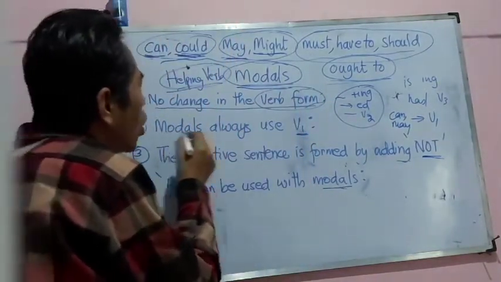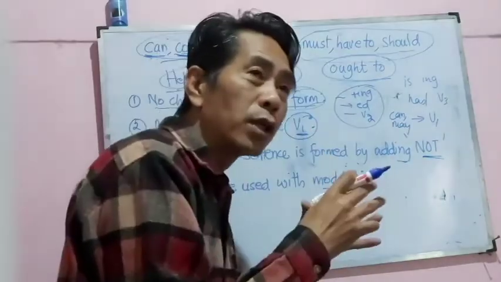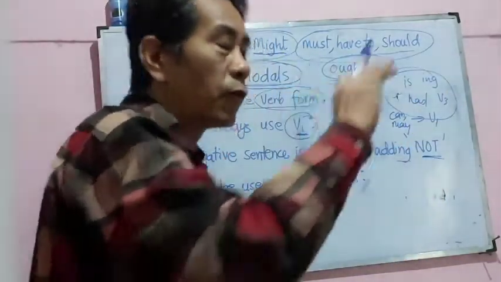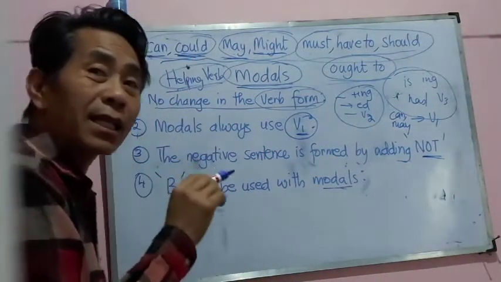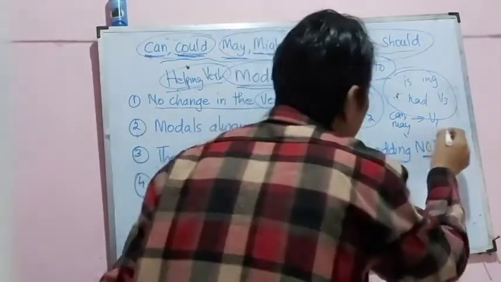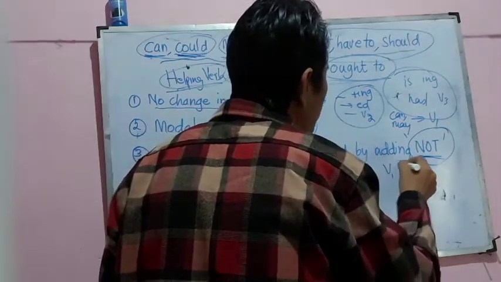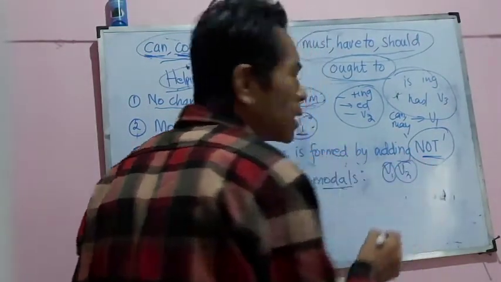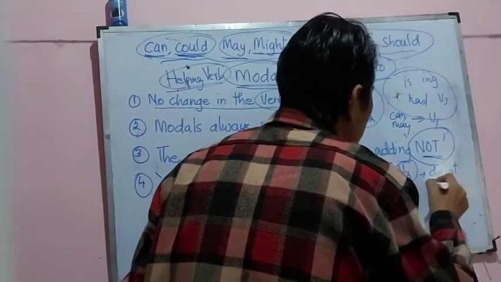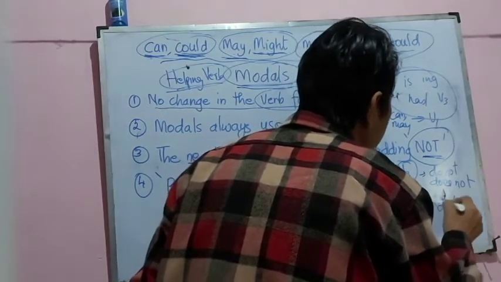The second one, the modals always use verb 1. Whenever we use modals, there is no need for you to think about all these forms. You use the first form of the verb. So that is the second thing about the modals. The third one, the negative of the modal is formed just by adding not. Now sometimes for verb 1 and verb 2, when we change this into negative, we use words like do not, does not, did not.